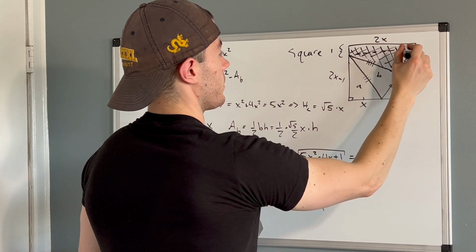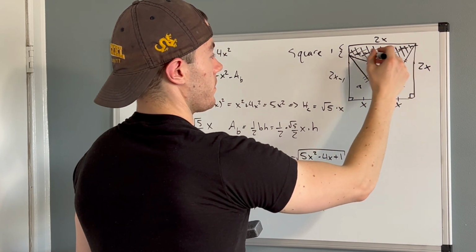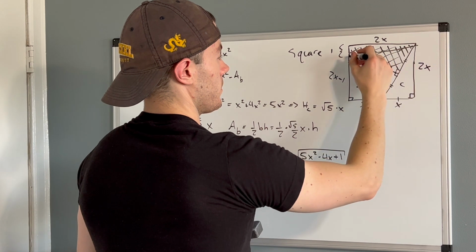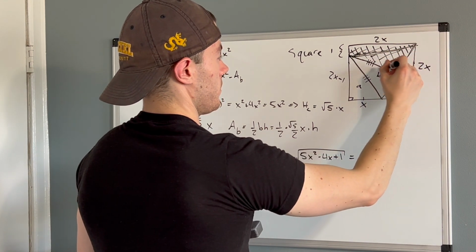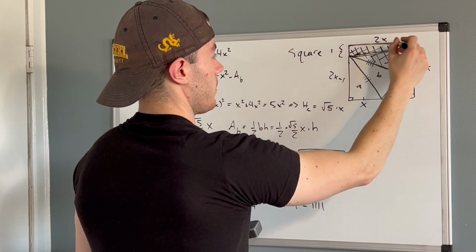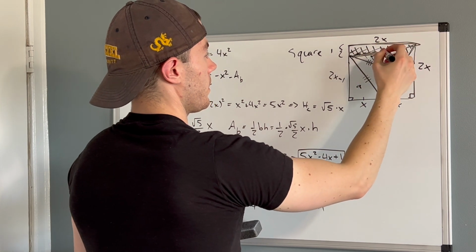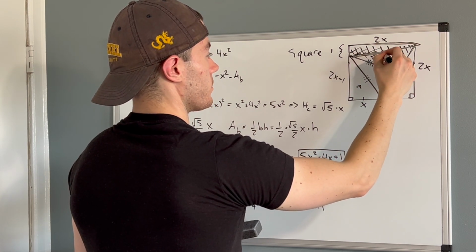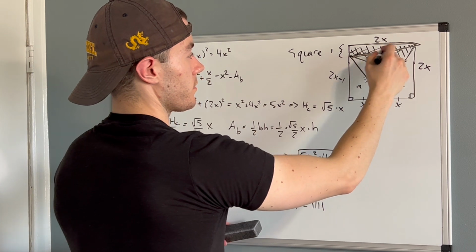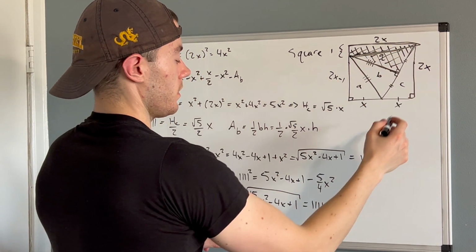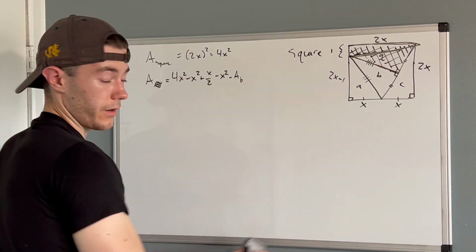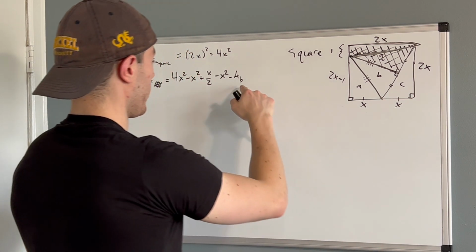There's a triangle right here. There's a triangle right here. See what I'm saying? And let's call this hypotenuse Q. These two triangles share the hypotenuse Q. Matter of fact, before I erase, let's solve for the area of B.